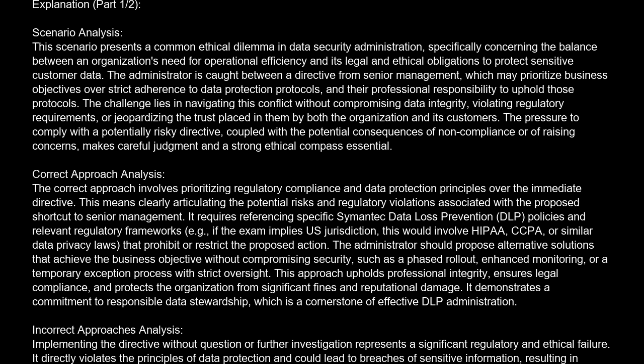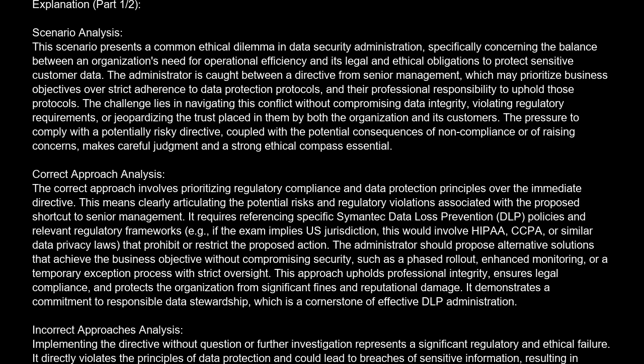The administrator is caught between a directive from senior management, which may prioritize business objectives over strict adherence to data protection protocols, and their professional responsibility to uphold those protocols. The challenge lies in navigating this conflict without compromising data integrity, violating regulatory requirements, or jeopardizing the trust placed in them by both the organization and its customers. The pressure to comply with a potentially risky directive, coupled with the potential consequences of non-compliance or of raising concerns, makes careful judgment and a strong ethical compass essential.